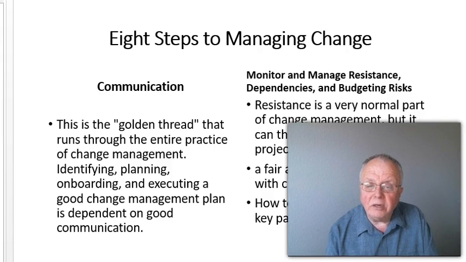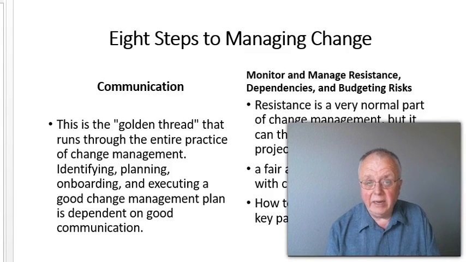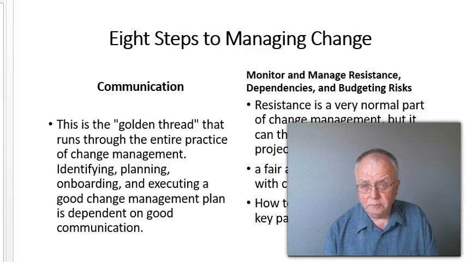Okay, then consider monitor and manage resistance, dependencies, and budget risk. Think about those for a moment. Resistance is a very normal part of change management, but it can threaten the success of a project. You go into your factory or your store, you say to your employees, we're going to change some things to make ourselves more efficient, and the person or two people that work for you resist that change. They think they are protecting their jobs. They think that they're ensuring that they have a job for the future. That is not how it works.